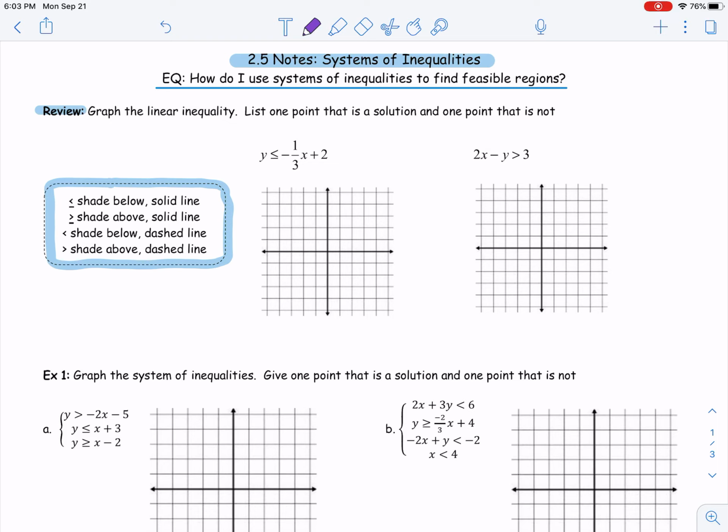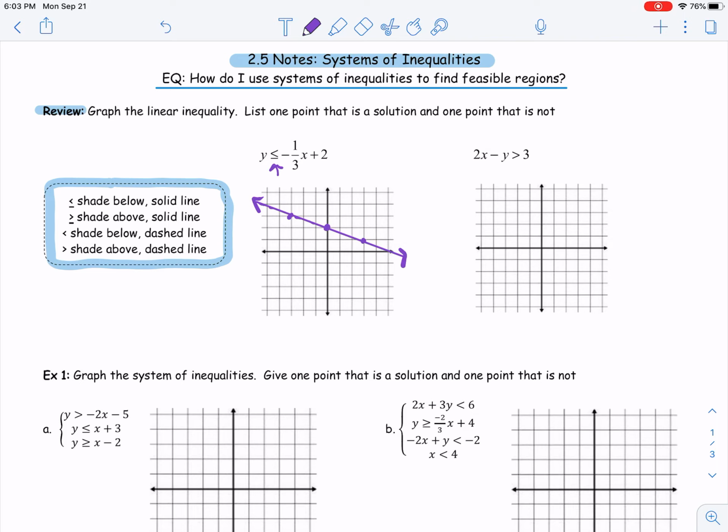I see that my slope is going to be a negative 1/3 and my y-intercept is a positive 2. So I plot that positive 2. I use that negative 1/3 slope. So that could be up 1, left 3, or down 1, right 3. And so then I can use that slope and that y-intercept to create a solid line here. This is going to be a solid line because we have a less than or equal to symbol here.